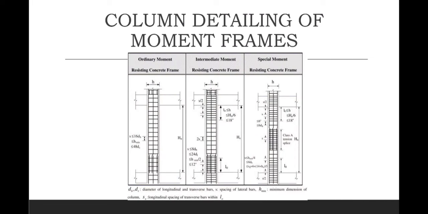Column detailing of moment frames: in the OMF it is less detailed because it is designed to have little resistance to seismic, while the intermediate is more detailed than the OMF because it can resist a greater seismic load than the OMF. But the special moment frame is detailed better than the two because it is specially designed to resist a greater amount of seismic loads.